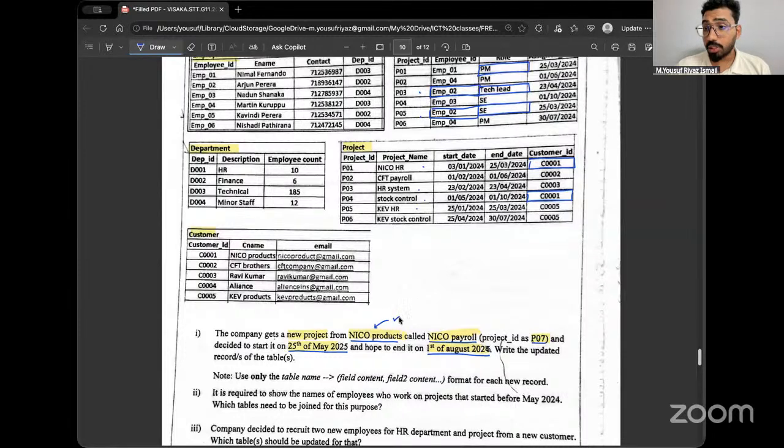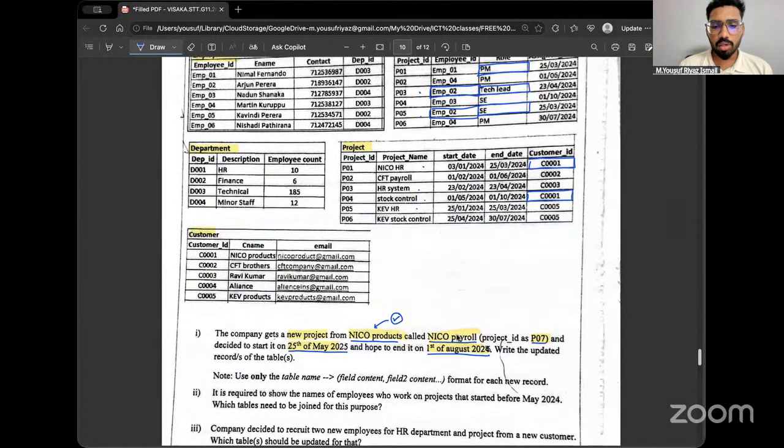Perfect. Nico Product, he's actually an existing customer. So is there any change I have to do for the same thing? Multiple people? Depends on the scale. Small scale maybe one, but large scale mostly multiple people. So tell me, if Nico Product is an existing customer, is there anything I have to update in the customer table? No, nothing to update in the customer table.